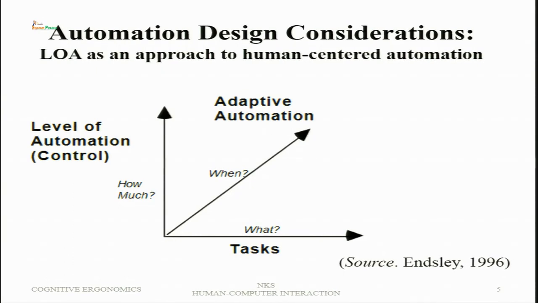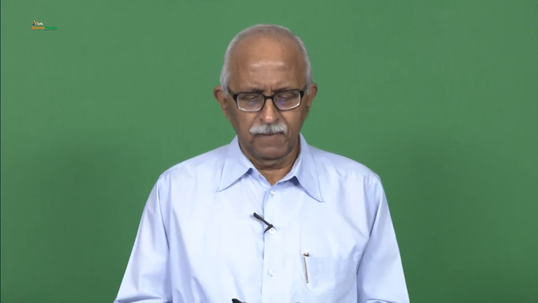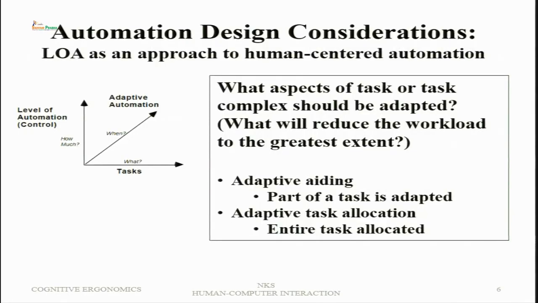Then we talked about levels of automation and tasks and what is to be automated, and that leads to the design considerations based on human aspects. So human-centered automation is what can lead to more efficient performance and effective performance. And the question is, what aspects of task or task complex should be automated? Either a part of the task can be automated or the entire task can be automated. And accordingly, it's called adaptive aiding and adaptive task allocation.